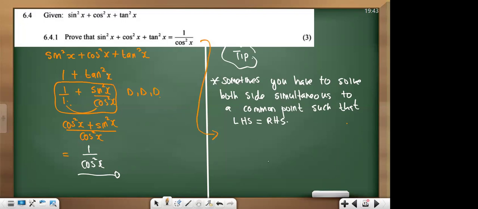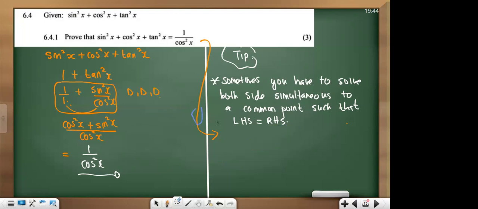you aware that I can change 1 to cos squared x plus sine squared x, which is divisible by what? By cos squared x. Can you see this is what I have here? Sometimes when you solve the other side, you cannot reach whatever you want until you decide to solve both sides to a common point such that they can be equal. Please don't forget the tip.